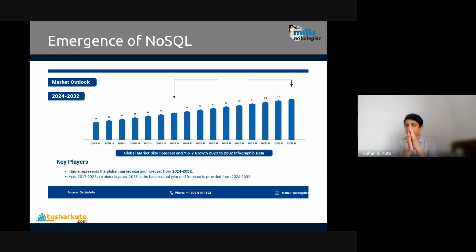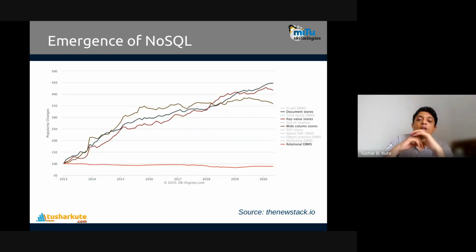This you can see. If I compare the growth of these technologies from the NoSQL point of view in comparison with SQL, then how it is stored, you can see. See here, The New Stack has given this scenario. On the x-axis, the years are given, and on the y-axis, the popularity changes are shown. Now you can see there are 4 lines shown.